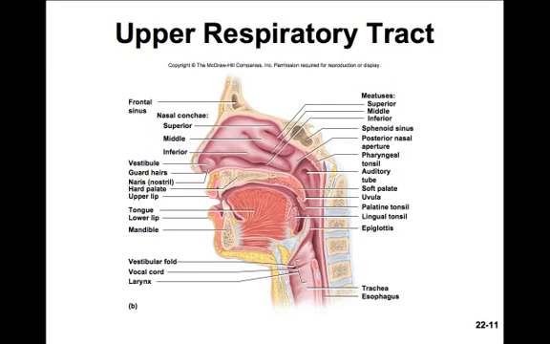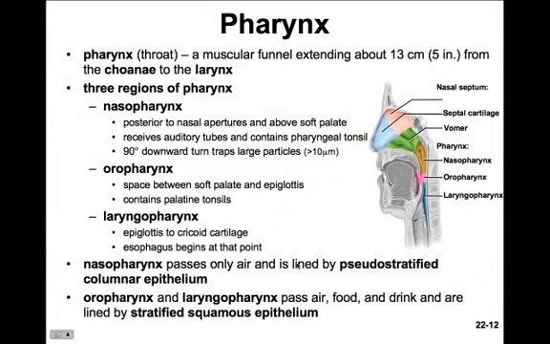So now let's move down into the pharynx and larynx regions of the respiratory tract. Here's the pharynx, and then the larynx down here where the vocal cords are. The pharynx, or the throat, is a muscular funnel that extends about 13 centimeters from the choanae, the back of the nose, to the larynx.